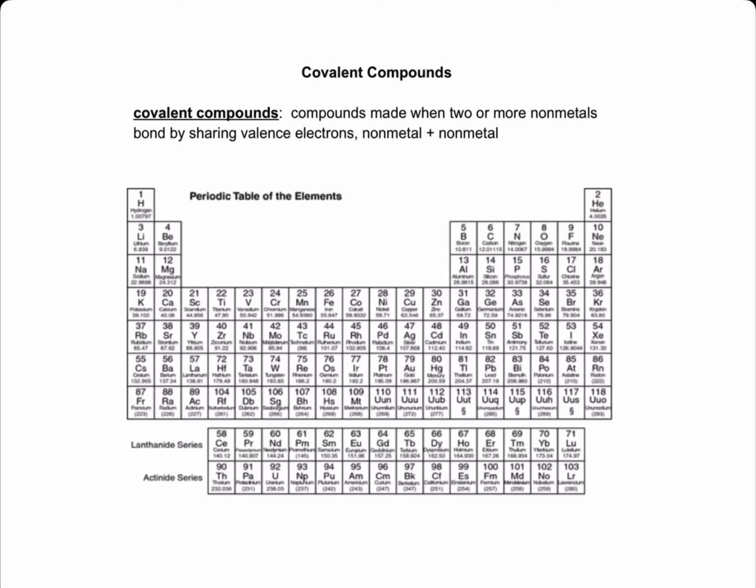We're going to talk about covalent compounds and how to name them. Covalent compounds are compounds made when two or more nonmetals bond by sharing valence electrons. So covalent compounds is when two nonmetals come together. So we're talking about the right side of the periodic table.